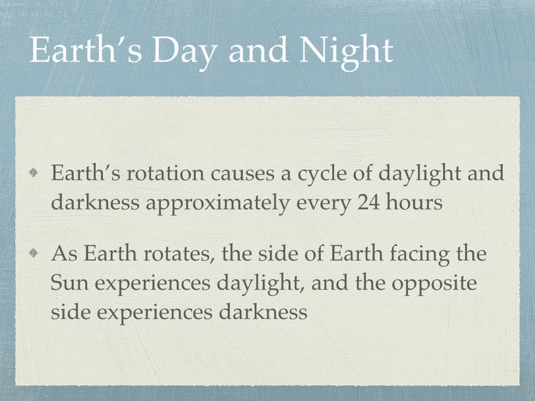Another effect of Earth's rotation is that we have a cycle of daylight and darkness approximately every 24 hours. This is called a day. As Earth rotates, the side of Earth facing the Sun experiences daylight, and the opposite side facing away from the Sun experiences darkness or nighttime. Since the Earth completes one rotation in about 24 hours, this is the time it takes to complete one day-night cycle. As the Earth rotates, different places of Earth experience sunset and sunrise at different times.